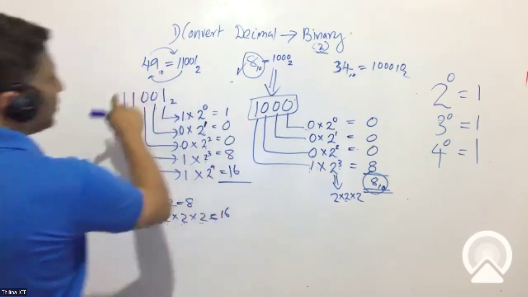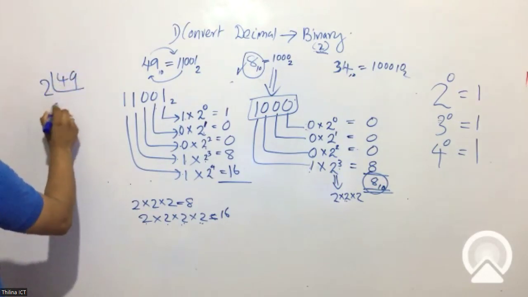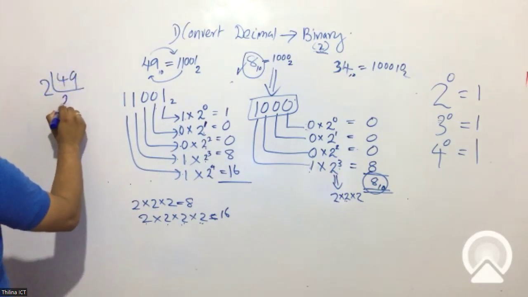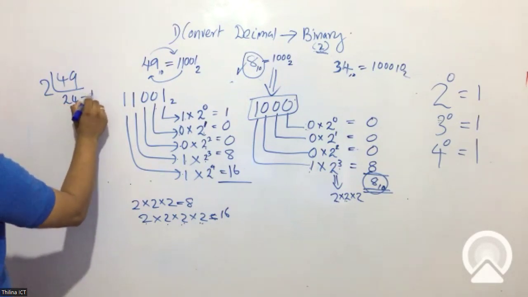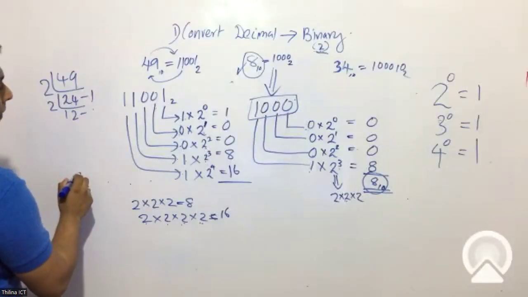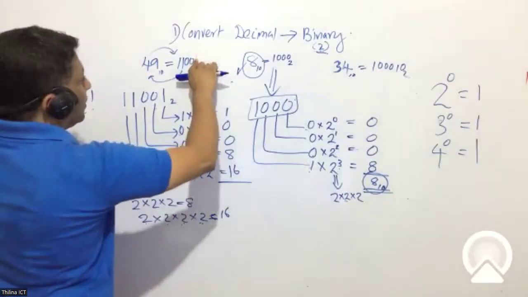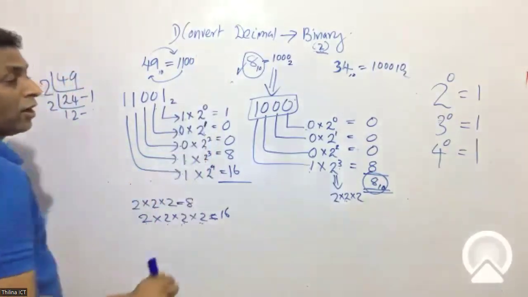I think we did something wrong here, right? 49 divided by 2, that is 24, to 12. Yes. There should be 3 zeros. 1, 1, 0, 0, 0, 1, right? Yes, sir. That's what I told you, right?